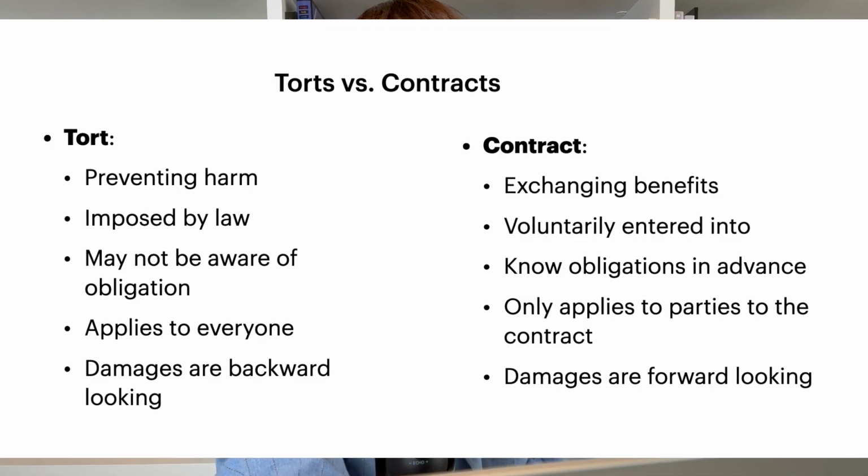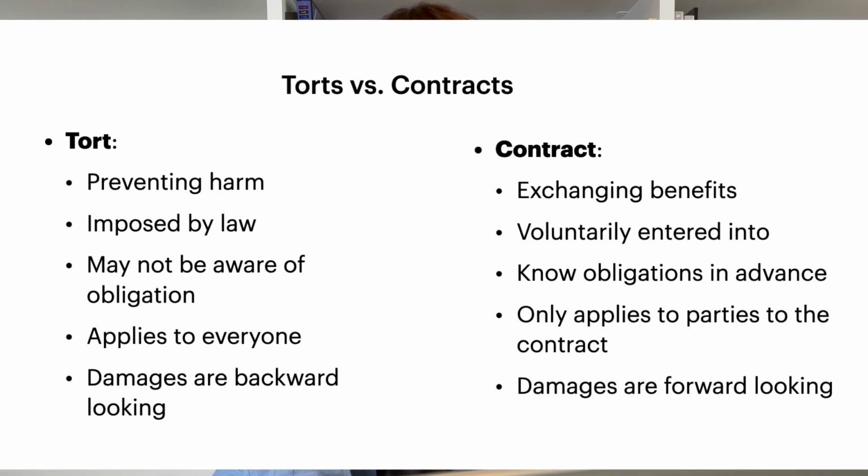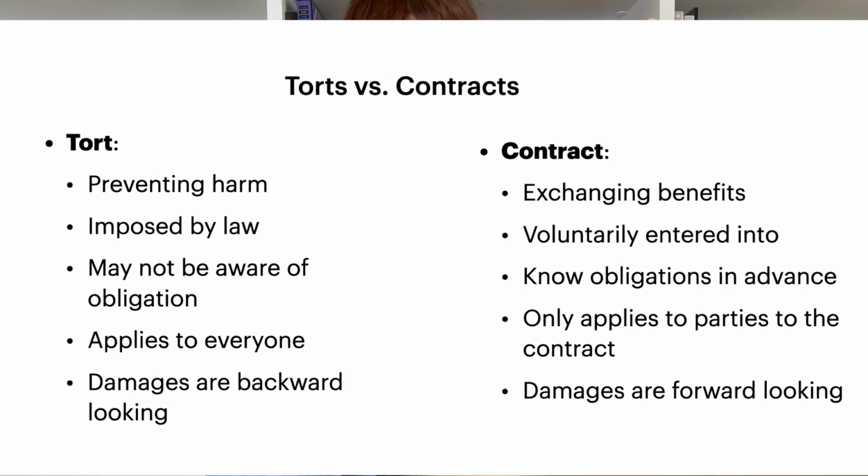In contract law, we're forward looking. Everybody voluntarily agrees. They're aware of the terms. They've decided on the terms. They've decided to enter into this arrangement. And the arrangement only applies to the people that are party to the contract, so people that signed the contract or entered into the contract. So if Mike Tyson and Jake Paul are fighting, they can't go and hit the referee and say that he was a part of it.